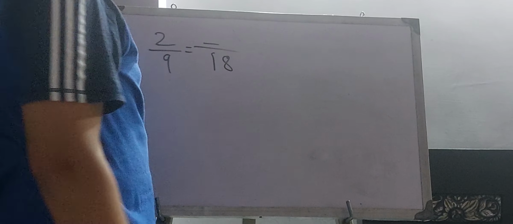Okay, so question number 3 is: complete these equivalent fractions. I'll do only a couple of parts and the rest you can do by yourself because it's a very easy concept. The first, part A, is 2 by 9 equals dash by 18. What is the answer?